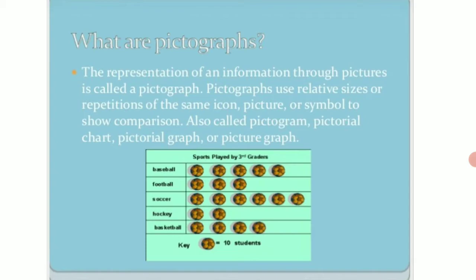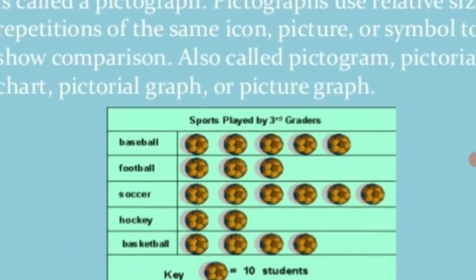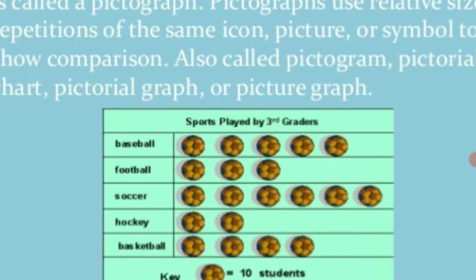So here you can see the key is given, children. One ball represents 10 students. That means basketball has 5 balls, that means 50 students play basketball. Then in the next one you can see, children, baseball, 50 children play, and baseball is given 5 balls. Each ball represents 10, that means 50 children play baseball. Football, 3 balls, that means 30 children play football. Soccer, there are 6 balls, that means 60 children play soccer. Hockey is played by 20 children, and basketball has 4 balls, that means 40 children. Okay.